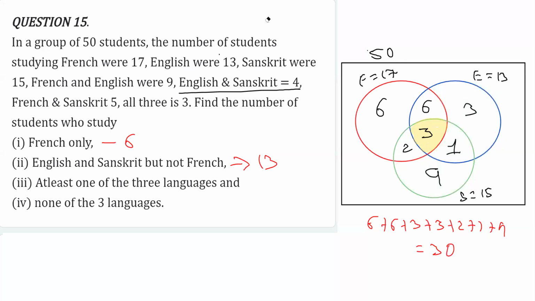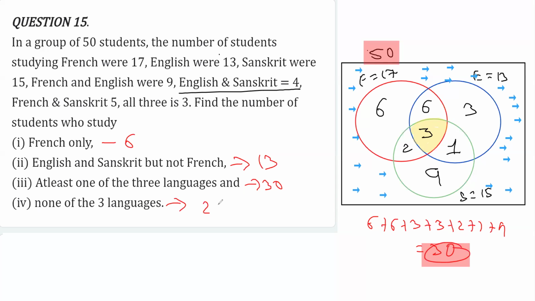So this is 30. Now in the next part, none of the three languages means we have to find the outside region. These regions would be none of these three languages. We know that the whole value is 50, from which if you subtract 30, we get the outside region of this Venn diagram. So 50 minus 30 is 20. So this is how it can be done.